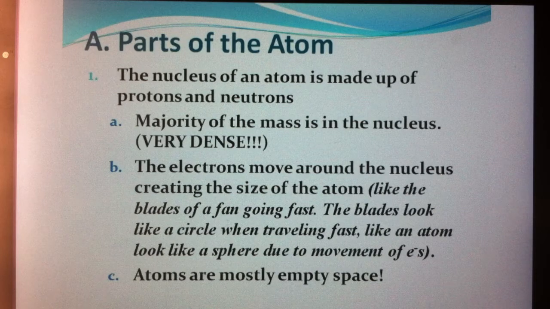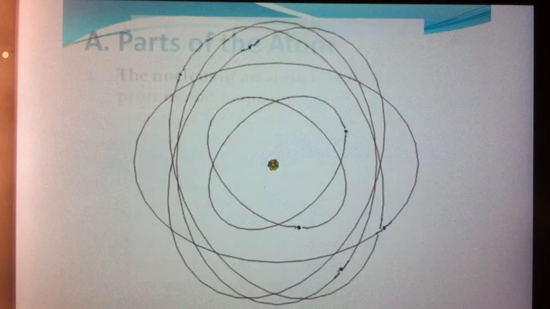So it's kind of like blades of a fan. You know how when a fan is on and the blades are going really, really fast, it looks like a circle even though you know it's blades? That's kind of like an atom, in that the sphere is created from the movement of electrons. So essentially what that means is that atoms are mostly empty space.